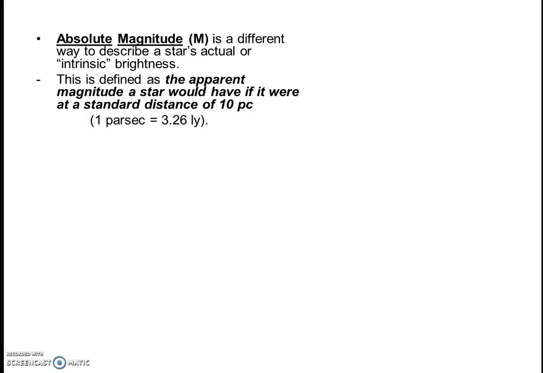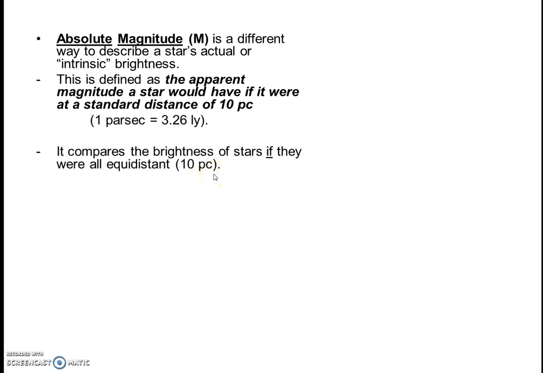It's defined as the apparent magnitude a star would have if it were at a standard distance of 10 parsecs. So what we basically do is we artificially take all the stars that we know the distance to and we adjust them, either make them farther or closer in our minds or mathematically, as if they were at a distance of 10 parsecs. And if they were all at that equal distance, how bright would they look in terms of their magnitude? So it basically compares the brightness of the stars using the magnitude system as if they were all equidistant.